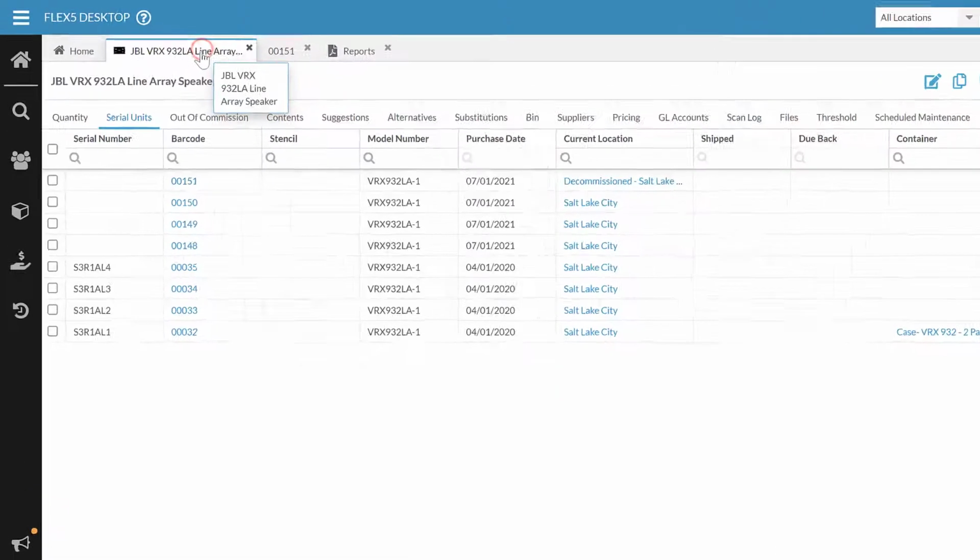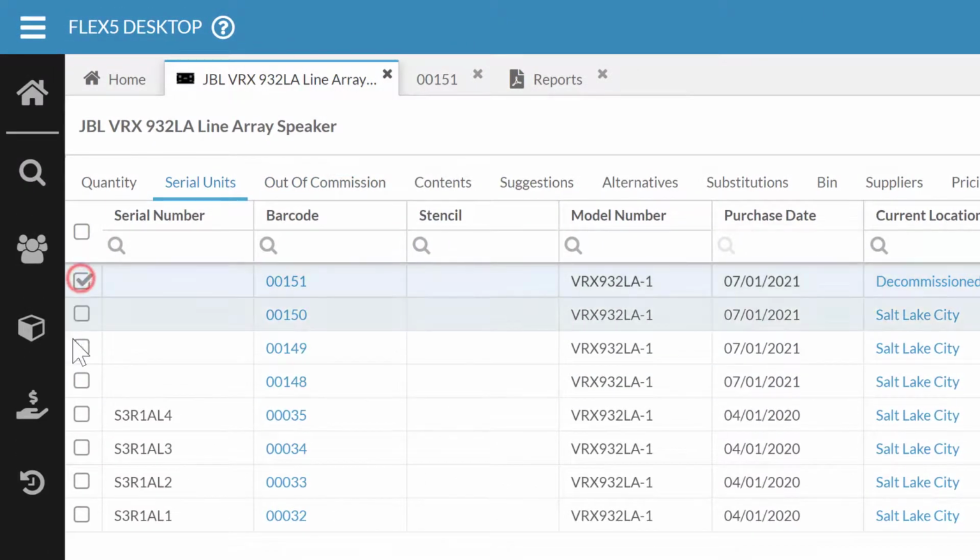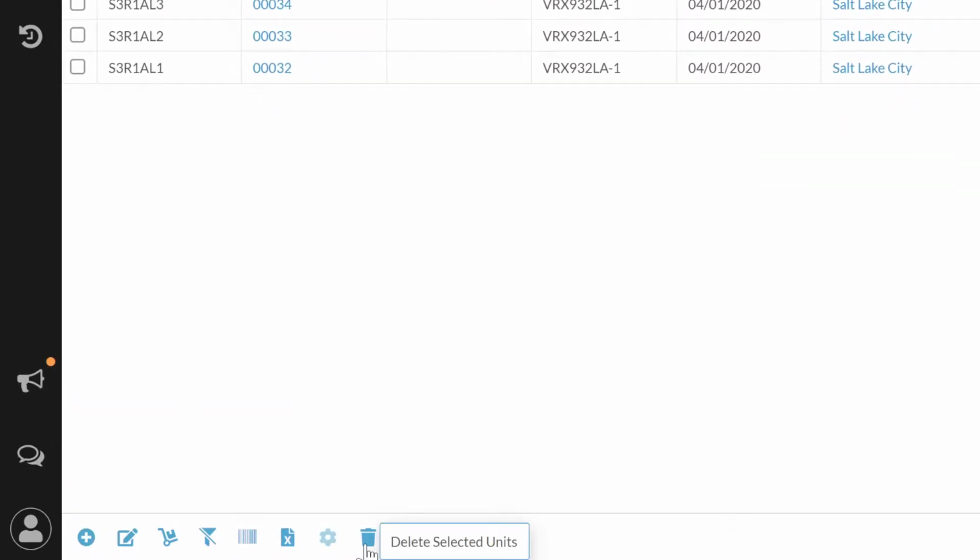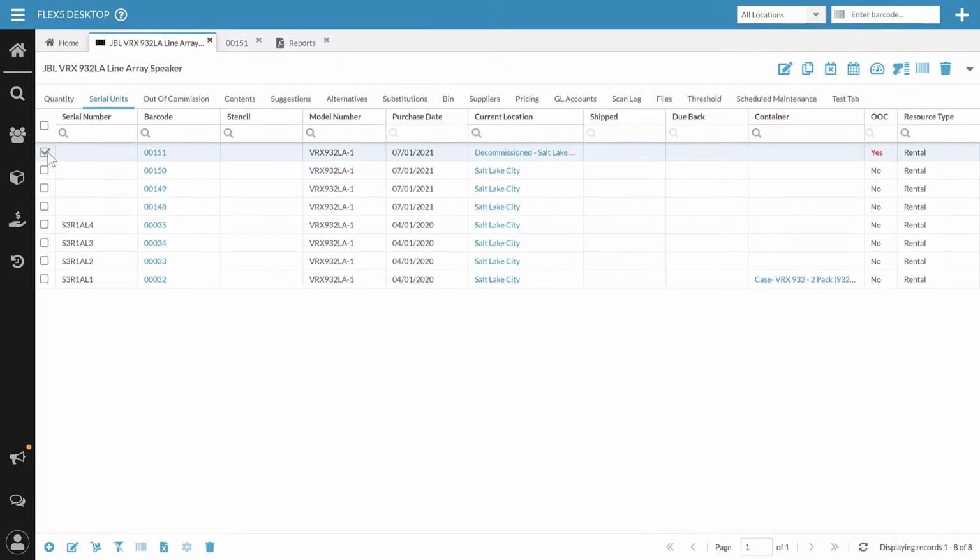You could just go to the item here. You can select whatever ones there are and then delete them. It's going to delete the selected serial units. One note, importantly, is that when you delete these, they're not gone. They're just moved to an is deleted section. So you can recover them.